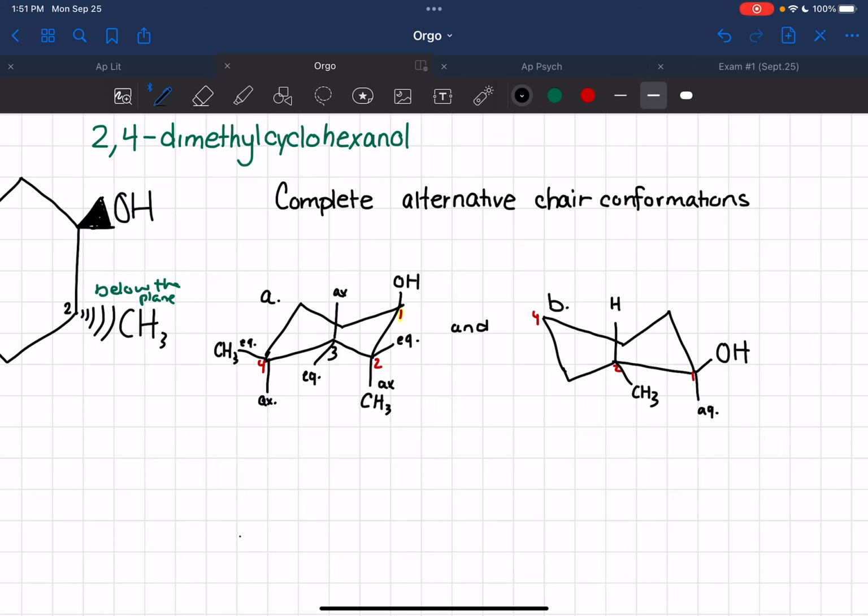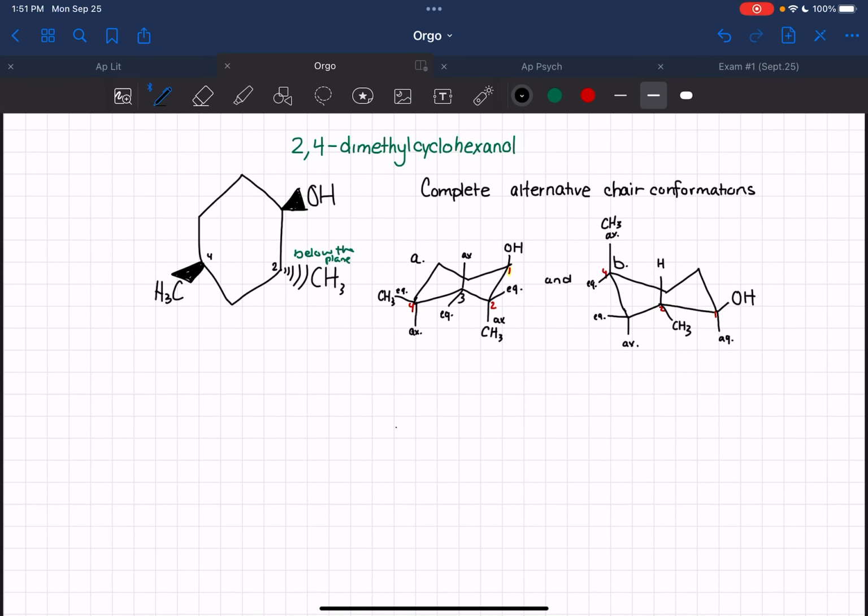Now moving on to 4. We already know that this is going to be our equatorial and axial position here, but for here we need our CH3 group to be in the up position because it needs to be above the plane. That means our equatorial is going to point down and our axial is pointing up. With that knowledge, our CH3 must be axial in this position. And that would be us completing the alternative chair conformations.